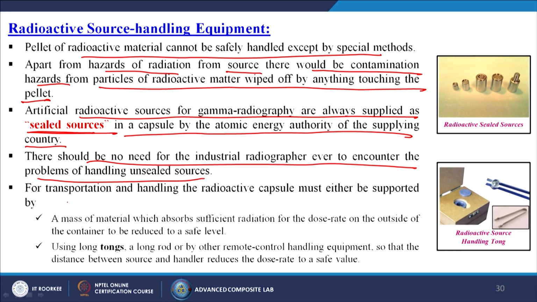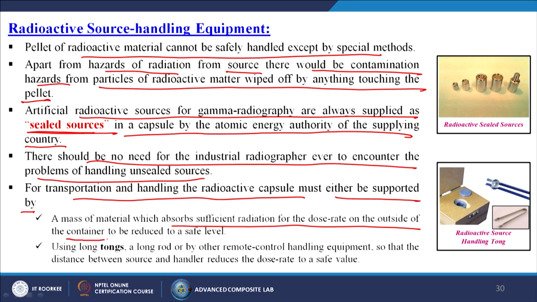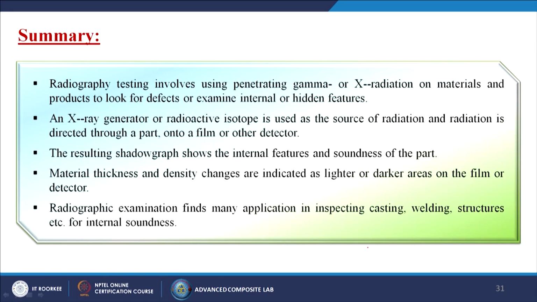There should be no need for the industrial radiographer ever to encounter the problems of handling unsealed sources. For transportation and handling, the radioactive capsules must either be supported by a mass of material which absorbs sufficient radiation for the dose rate on the outside of the container to be reduced to a safe level, or be handled using long tongs, a long rod, or other remote control handling equipment, so that the distance between the source and handler reduces the dose rate to a safe value.